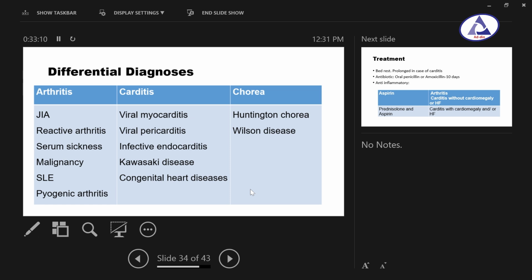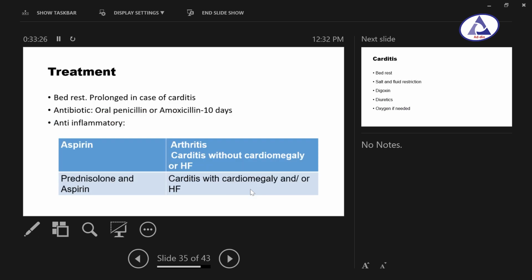And some patients with rheumatic fever present with only Sydenham's chorea. Then the differential diagnoses are Huntington's chorea and Wilson's disease. So what will be the treatment? Treatment is bed rest and antibiotic. Antibiotic means oral penicillin or amoxicillin for 10 days. Okay? Treatment of acute rheumatic fever.